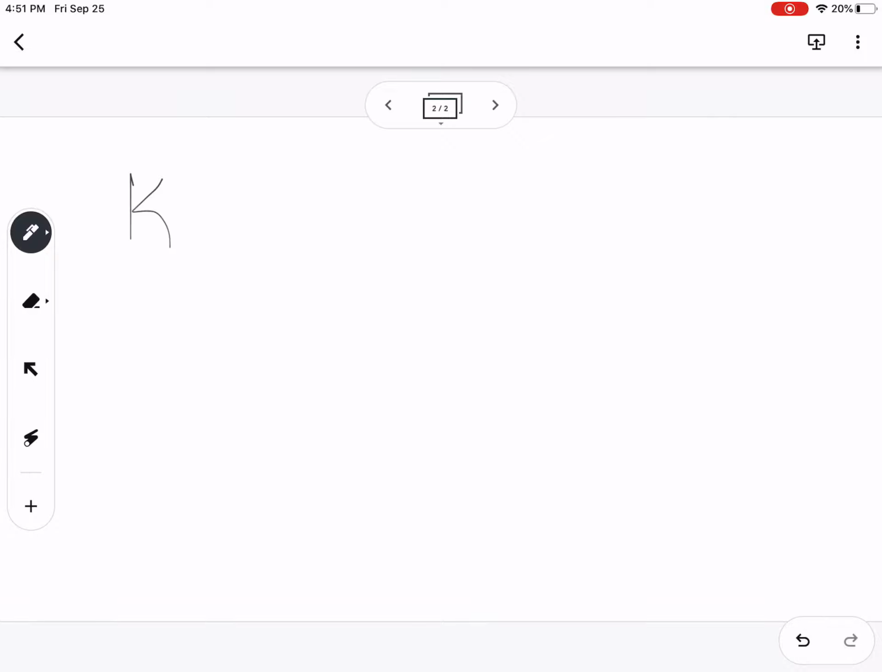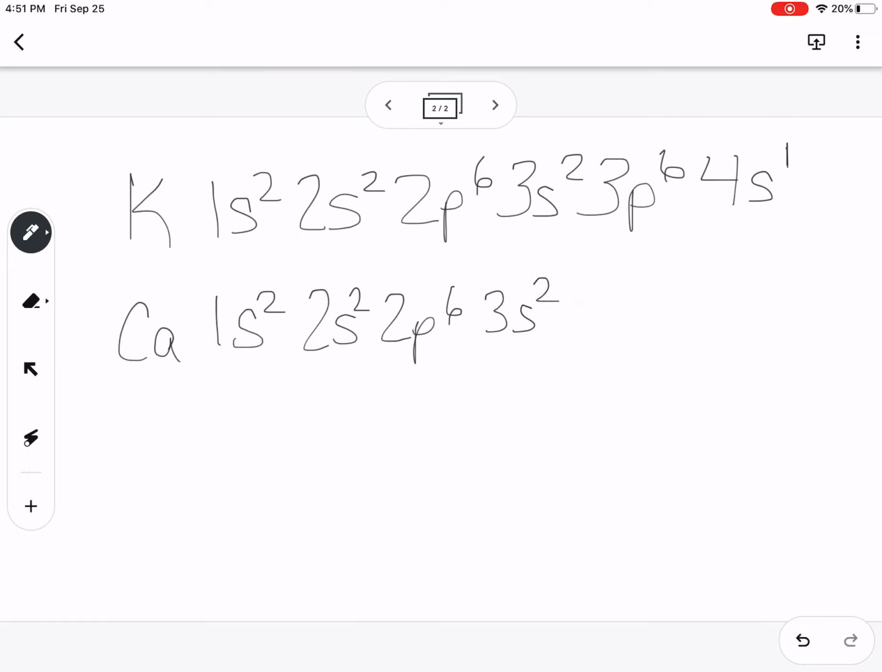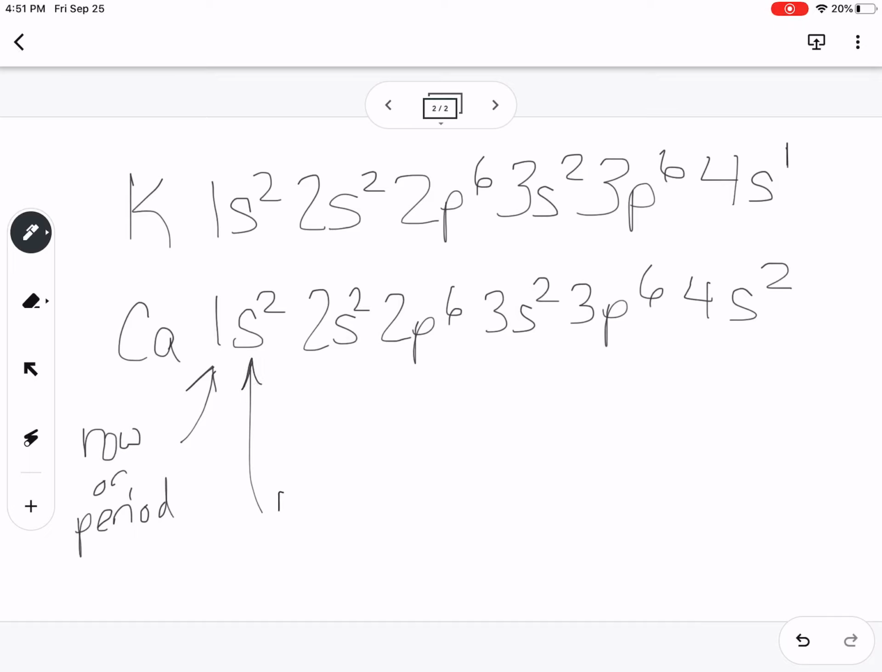So potassium, 1s2, 2s2, 2p6, 3s2, 3p6, 4, so it's on the 4th row. It's in the S, and it's the first one in the S, 4s1. And then we're going to end up with calcium. 1s2, 2s2, 2p6, 3s2, 3p6, 4s2. So if you notice, the number that's in front, that's the row or period. The letter is always lowercase. And it's an S, a P, a D, or an F, depending on what color it is.